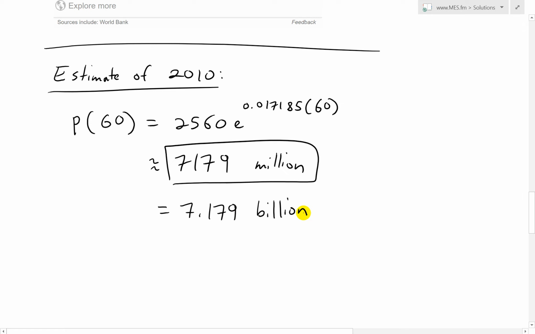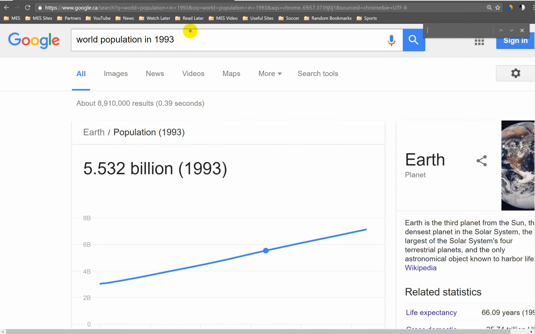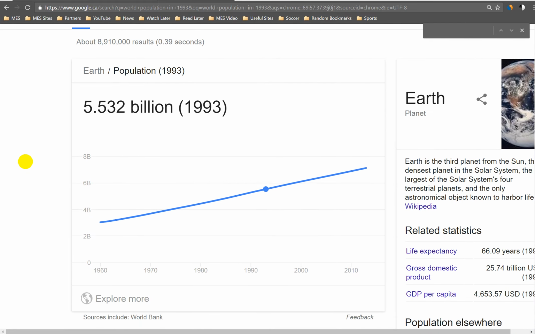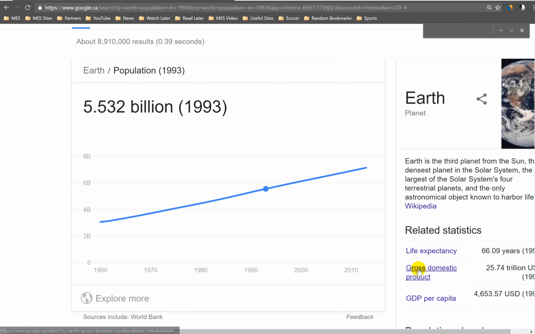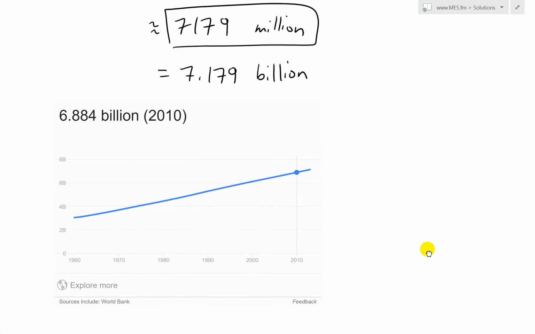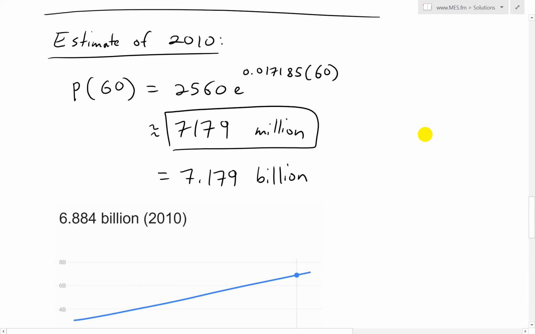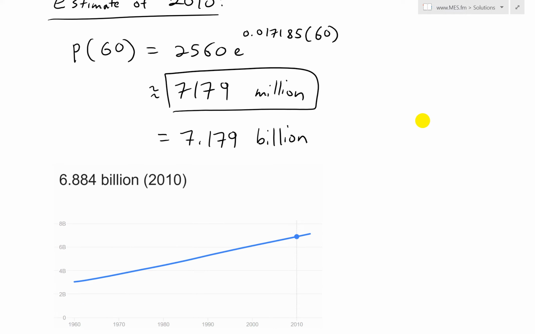Now let's see what the actual population was back then. Let's go to that graph again and move this over to 2010. As you can see, 2010 is 6.884 billion people. Here I've copied and pasted that answer. So this is 6.884 billion, the actual population of 2010.